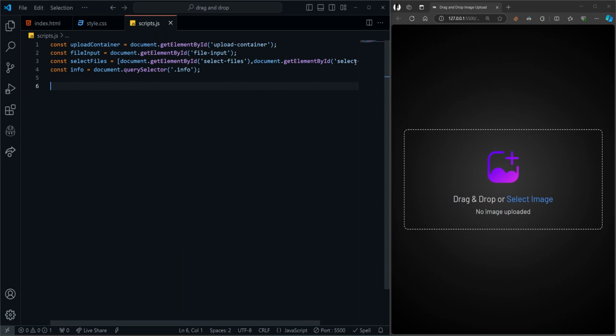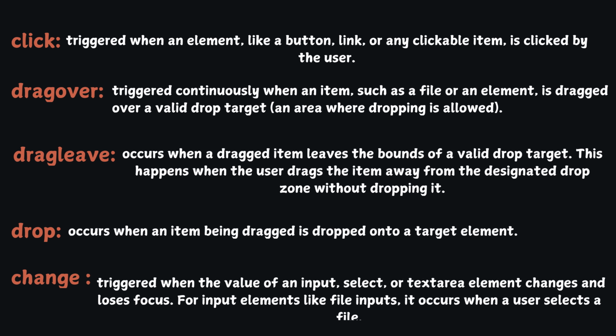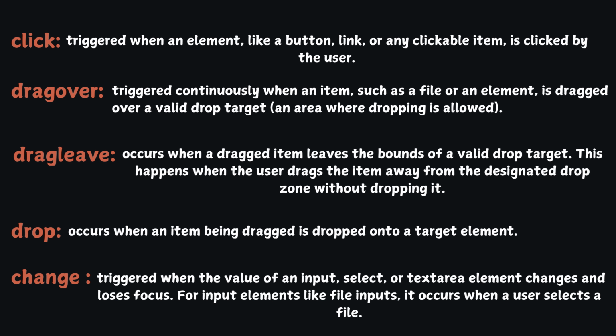Before we add event listeners, we need to know the kinds of events we will need to handle. The click event is triggered when an element, like a button, link, or any clickable item, is clicked by the user. The drag over event is triggered continuously when an item, such as a file or an element, is dragged over a valid drop target. The drag leave event occurs when a dragged item leaves the bounds of a valid drop target. This happens when the user drags the item away from the designated drop zone without dropping it.